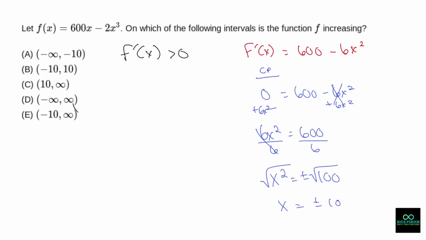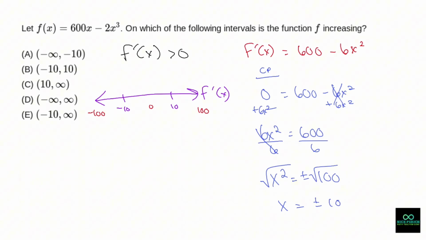Now I want to make myself a sign table, a sign table for f prime of x. All right, so I have two critical points, at negative 10 and positive 10. What I need to do is choose three numbers on intervals here that are not negative 10 or positive 10, and plug them into the derivative function to see if it's positive or negative on that interval. So I'll choose 0 because 0 is a nice number living in between negative 10 and 10. I'll choose negative 100 because why not, and positive 100 because you can't tell me what to do.